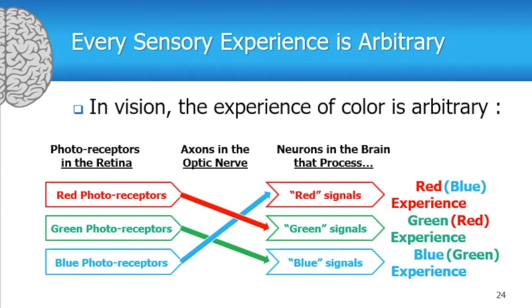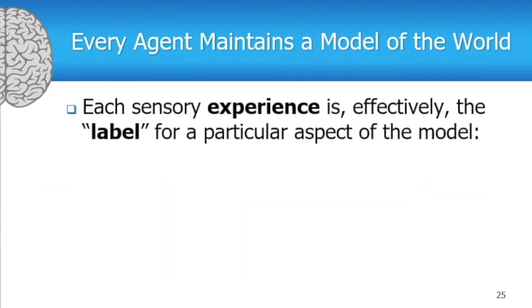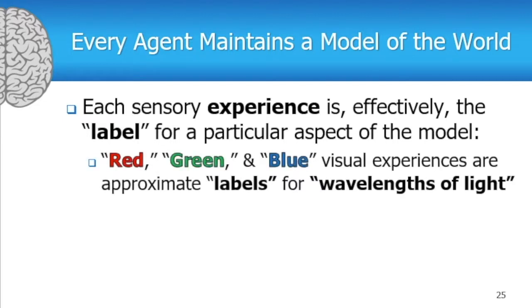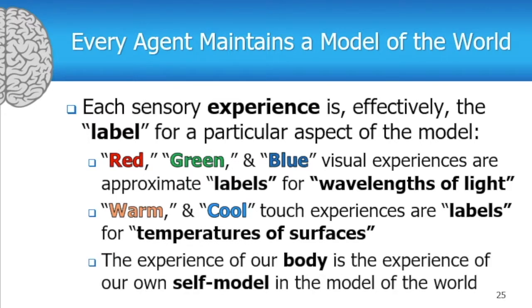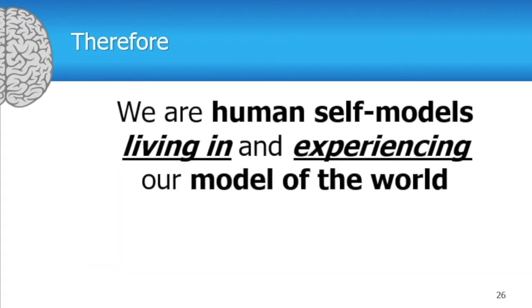I claim that every sensory experience of the world model is, effectively, an arbitrary label for a particular aspect or property of that model of the world. Red, green, and blue visual experiences are approximate and arbitrary labels for wavelengths of light. Warm and cool touch experiences are approximate and arbitrary labels for temperatures of surfaces. And finally, the experience of our body is the experience of our own self-model in the model of the world. Therefore, we are human self-models living in and experiencing our model of the world.